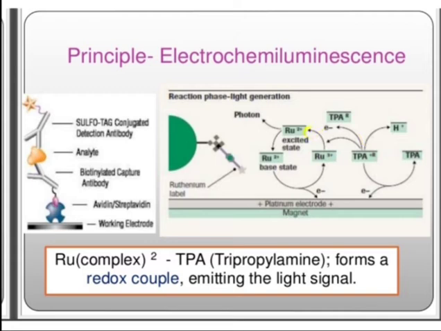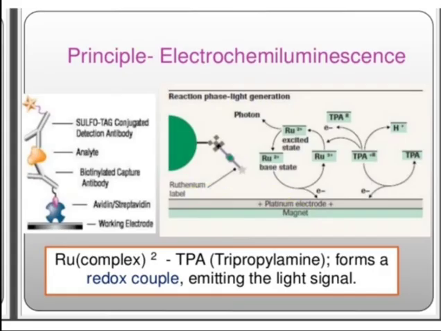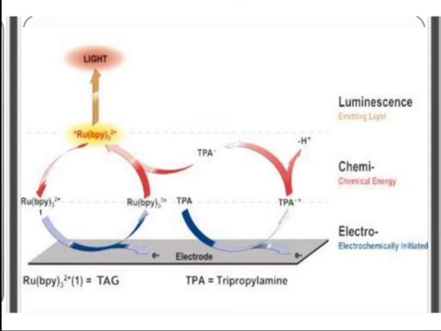This electron is absorbed by the ruthenium 3 plus and there is a formation of ruthenium 2 plus, and then a photon is emitted. Means the first cycle is this one and the second cycle starts from this way. Due to that, the ruthenium complex and the TPA form a redox coupled reaction, and from this there is an emission of light, and this is called electrochemiluminescence.